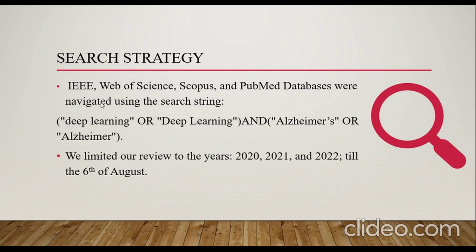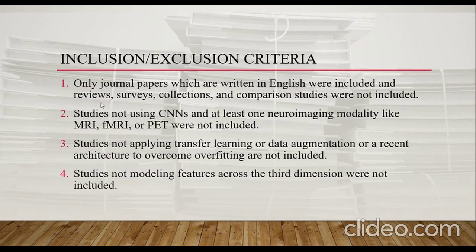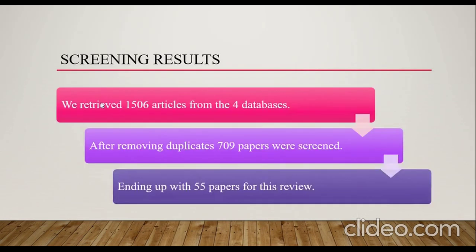For our search strategy, we covered four databases: IEEE, Web of Science, Scopus, and PubMed databases using the search string displayed here. We limited our review to the years 2020, 2021, and 2022 till the 6th of August. In this slide and the following one, our inclusion and exclusion criteria is mentioned. I'm not going to read it due to the time limitation.